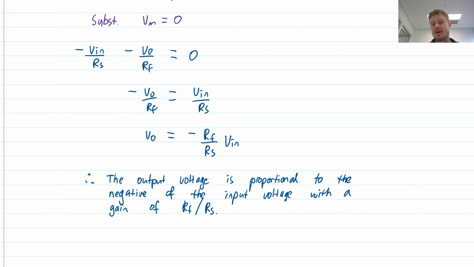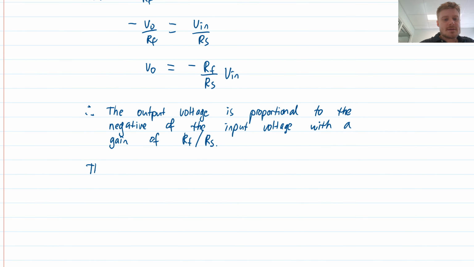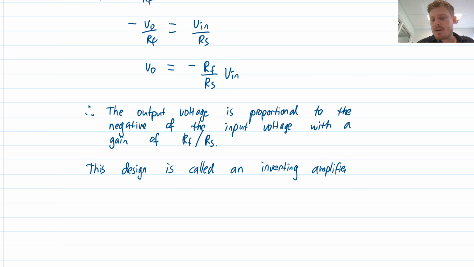I choose appropriate values for RF and RS, and then I take my input voltage and I make it bigger or smaller, and I also make it negative. So I make it negative, but I change the magnitude according to the ratio of these two resistors. So this design is called an inverting amplifier. Right, so it's an amplifier, but it also inverts, makes the signal negative. So this is a real circuit. This is something that people actually use, and it's probably the simplest sort of op-amp design that we can analyze.